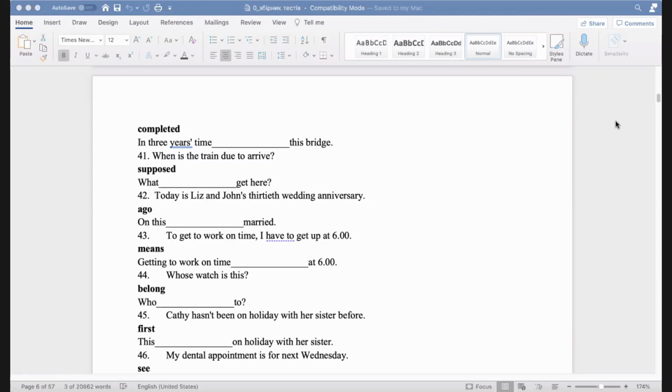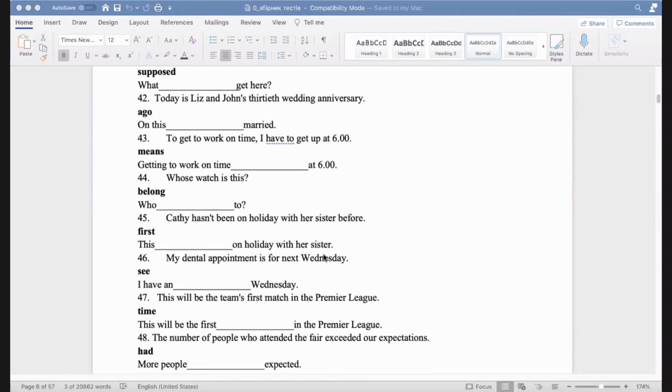Getting to work on time means to get up at 6 a.m. Yes, the structure is correct, but after means, it's better to use gerund. Means getting up. Okay. Getting means getting up. Okay. Great. Yes, right you are. And 6 sentences left.